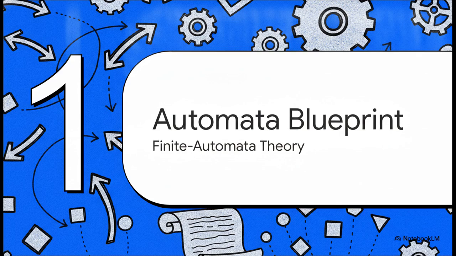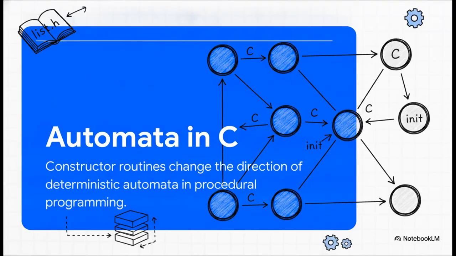Section 1. Automata Theory Blueprint. You know, you might expect a C data structure to just start slinging pointers around right out of the gate, but this one begins with a really strict philosophical foundation. Right at the top of the list.h file, the author grounds this procedural architecture in the scientific ontology of finite automata theory. So essentially, they're treating the C program as a state machine. The documentation explicitly states that they use constructor routines as the actual mechanism to change the direction of the deterministic automata in procedural programming. Pretty wild, right?